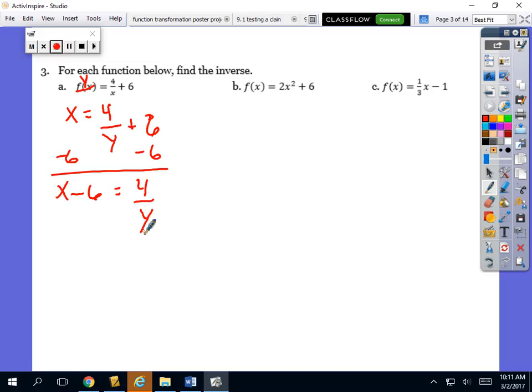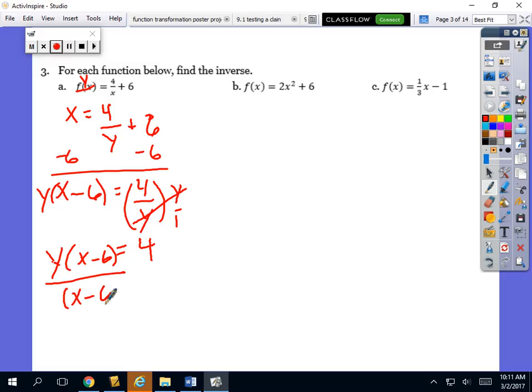Okay, so when I have 4 over y, I have to multiply by y, or y over 1, because y divided by y is 1, so the y's cancel out on this side, and I just have a 4. And I have y times x minus 6 on this side. Now the y is going to be isolated by dividing this side by x minus 6. And your inverse is going to be f inverse x equals 4 over x minus 6.